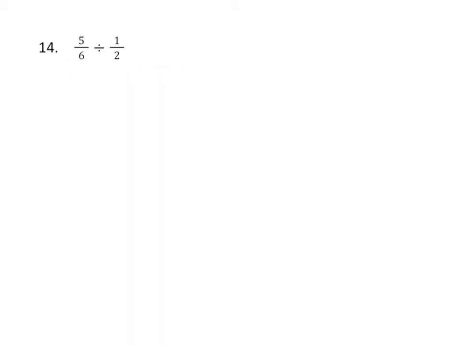For dividing fractions, we're going to use our strategy of keep, change, flip to make it into a multiplication problem, which is easier for us to look at. So I'm going to keep my first fraction as 5/6. I'm going to change my operation from division to multiplication, and I'm going to flip my second fraction to its reciprocal, which would be 2 over 1.